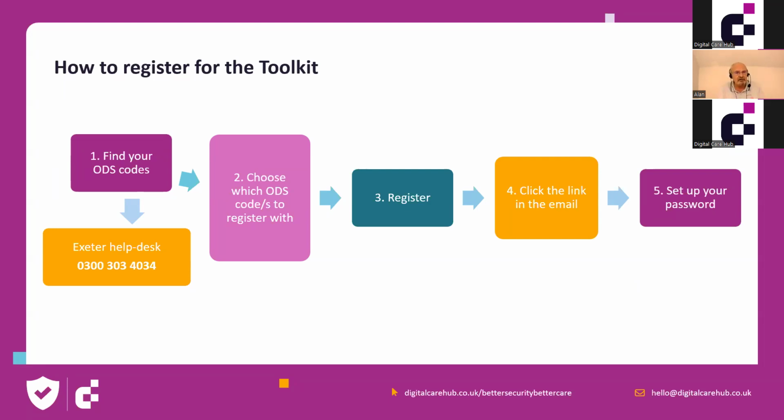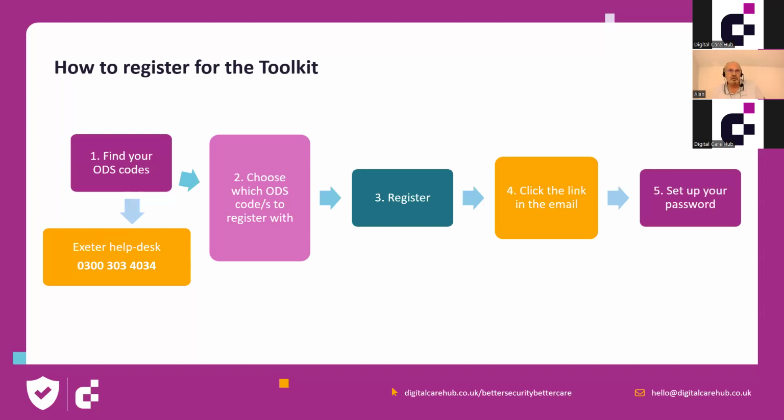If you're not sure about your ODS code, I'll run through that in a bit more detail shortly. But if you need help, there is the Exeter Help Desk telephone number on the slide there, which can help you. You will need to choose which ODS code to register with, because all organisations are allocated two codes, an HQ code and a location code. And I'll talk more about that on the next slide. But once you register using your name and providing an email, they will then send you an email with a link across to the DSPT registration portal, and there you will be asked to set up your password.